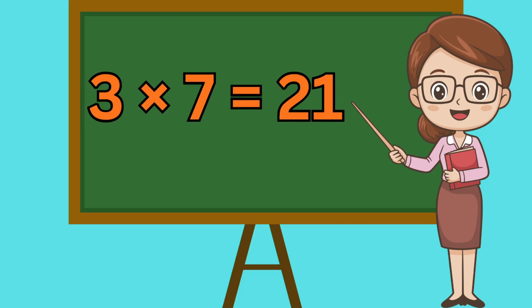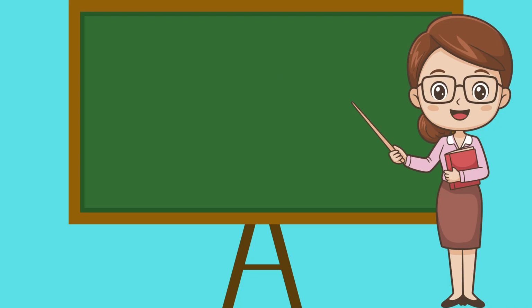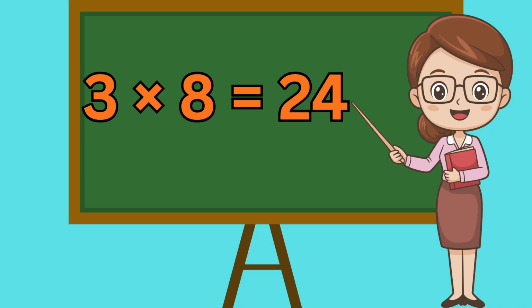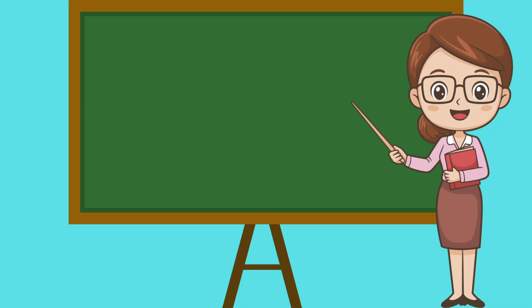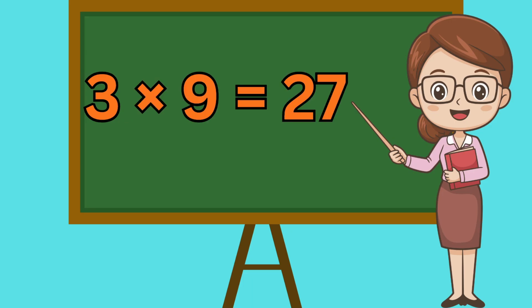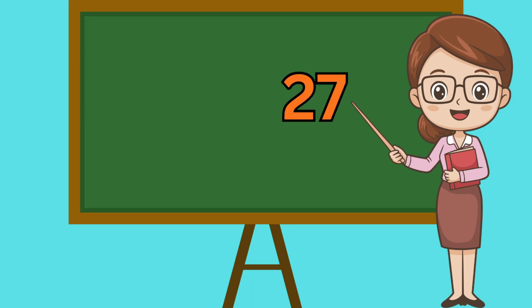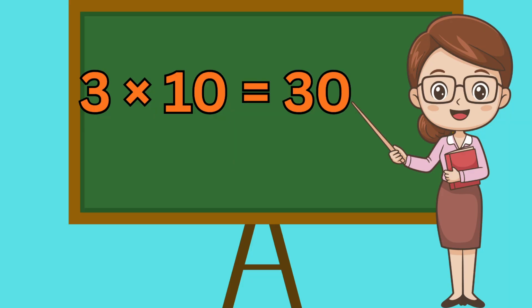3 sevens are 21, 3 eights are 24, 3 nines are 27, 3 tens are 30.